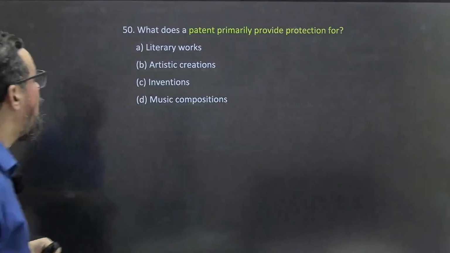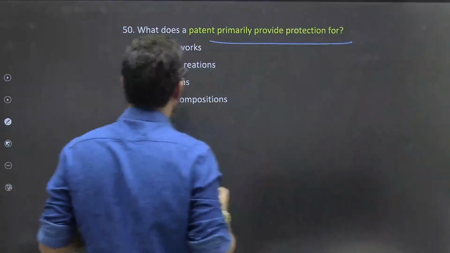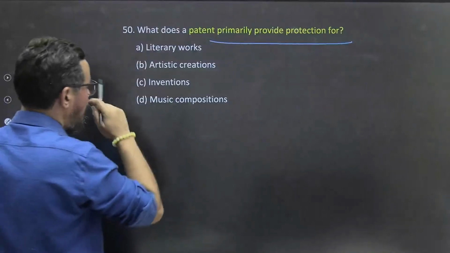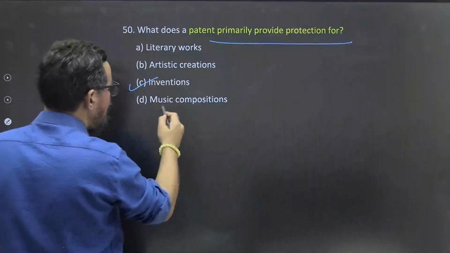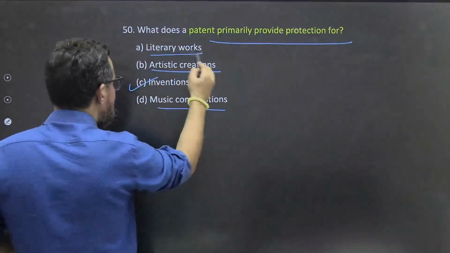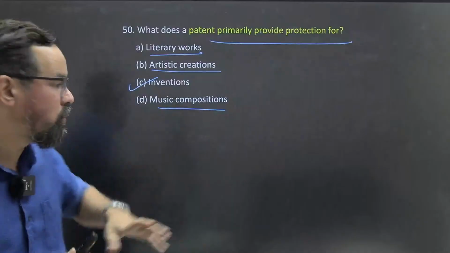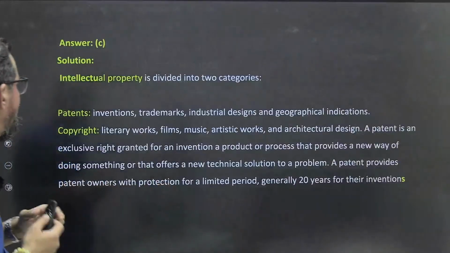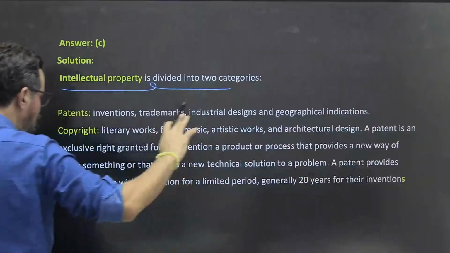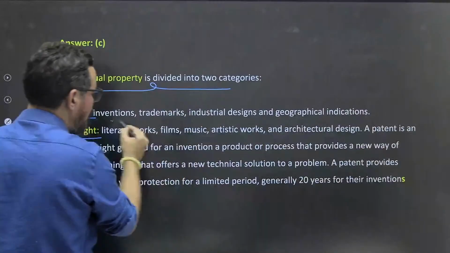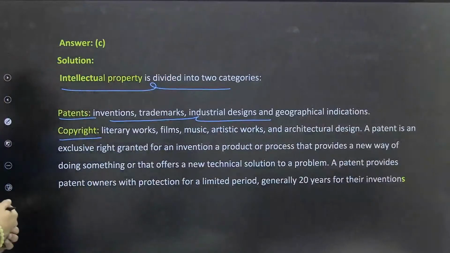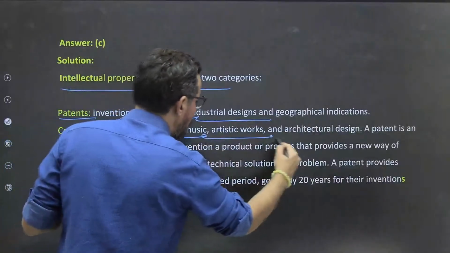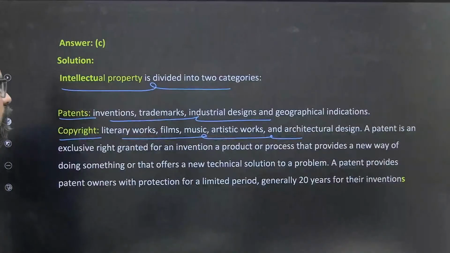Next one, guys. What does a patent primarily provide protection for? What does a patent? Patent is related to innovations. For music composition, artistic creation, we have copyright. So we have copyright and patent. Patent provides for innovations, and for the remaining 3 it is copyright. So option C should be the right answer. Intellectual property is divided into 2 categories: patent and copyright. Patent covers innovation, trademarks, industrial design and geographical indications. And copyright covers literary work, film, music, artistic work and architectural design.